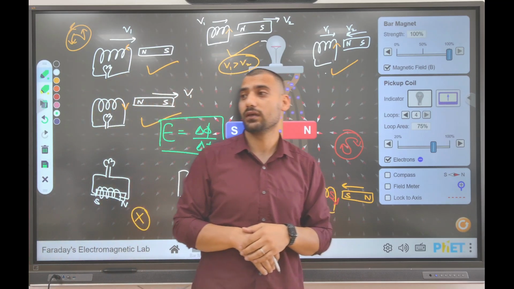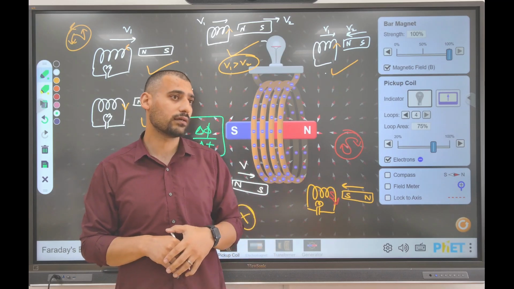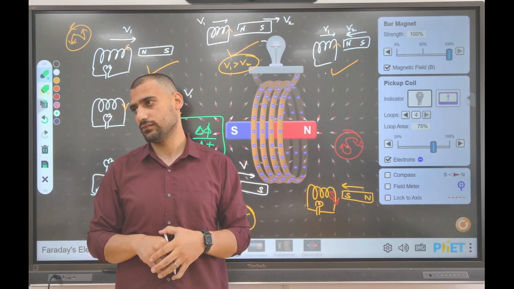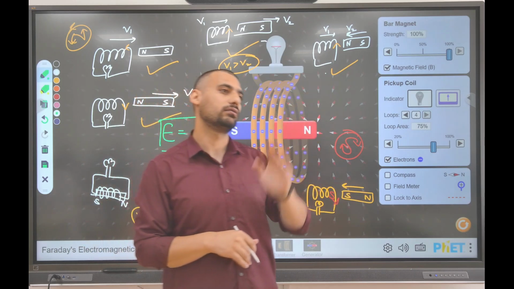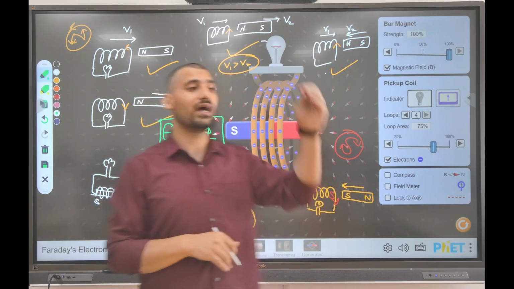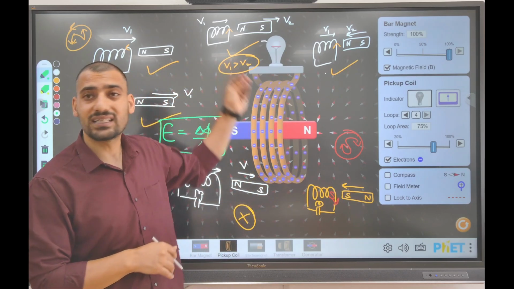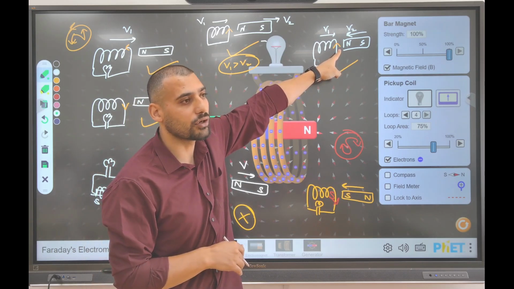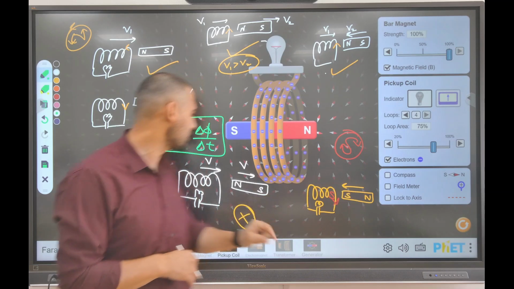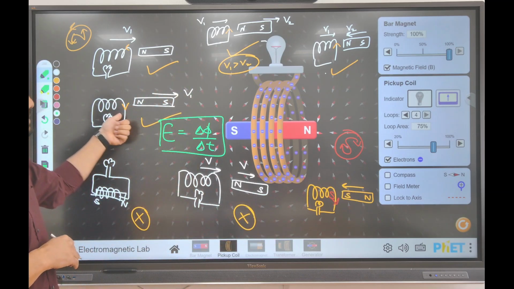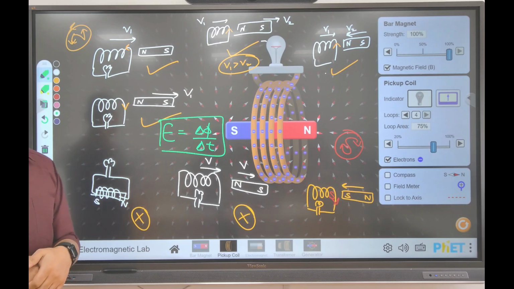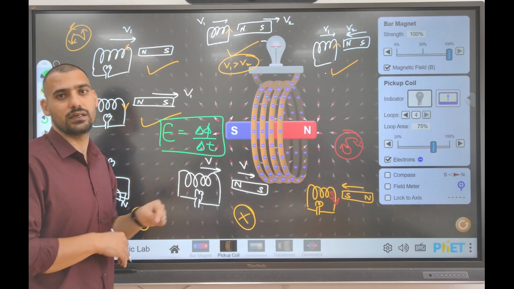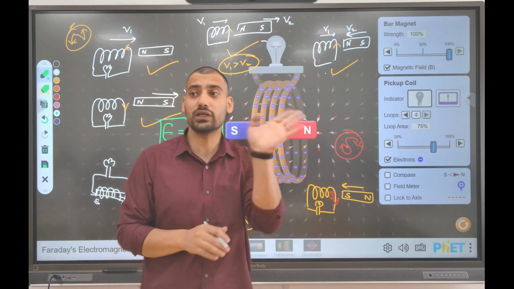His name was Heinrich Friedrich Lenz. He gave a different law. The law was to understand the direction of the current. Why is the current here in anti-clockwise direction? Why is the current here in clockwise direction? Why is there no current? Why is there current in the clockwise direction? So the direction of this current, which you already know now, was not given by Faraday.